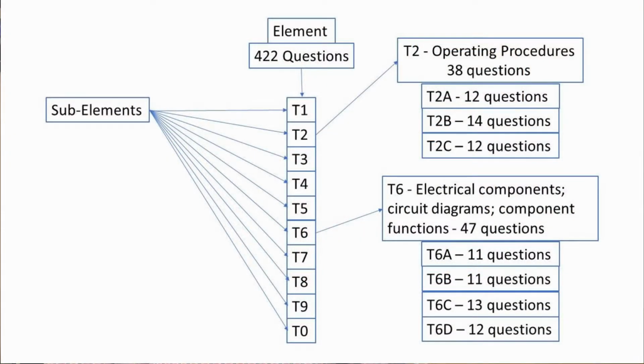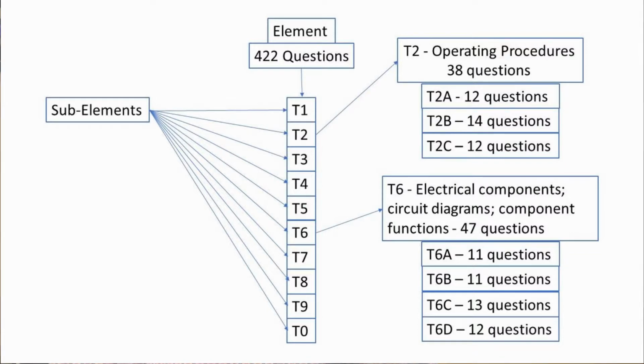About now, you're saying to yourself, there is no way I can memorize 422 answers. Well, you're right. Some people have tried to. But the questions you're given are not as random as you might be thinking. Those 422 questions are divided into 10 sub-elements, T1, T2, T3, and so on. And each of the sub-elements are divided further into question groups. So you have T1A, T1B, T1C. Each of those contains anywhere from 11 to 16 questions.